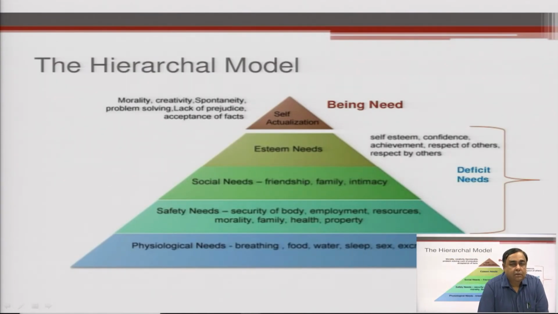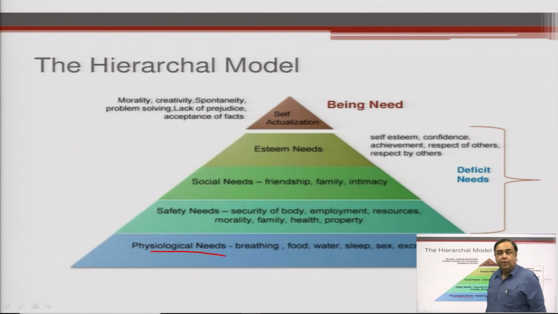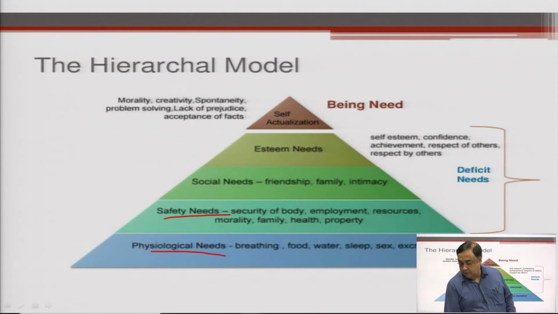Basically, it is like a pyramid. Maslow suggests that an individual, irrespective of their age, the first is the physiological need. Physiological need means the need for food, the need for water. Next is the safety needs. Everyone wants to be safe. The security for body, employment, resources, morality, family, health and property. Next is the social need.